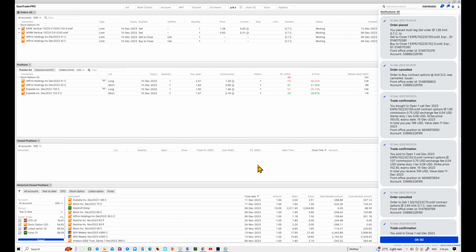Order placed. Done. By the way, this trade yesterday night we did a single call scalping trade. We made 25 cents. Sorry, we made 25% return on capital.